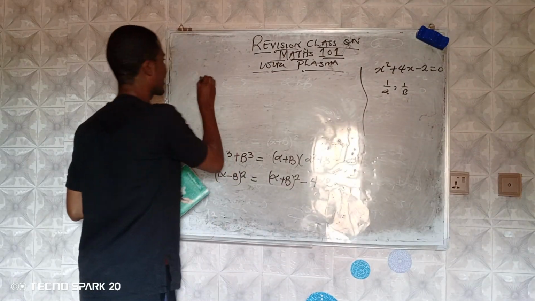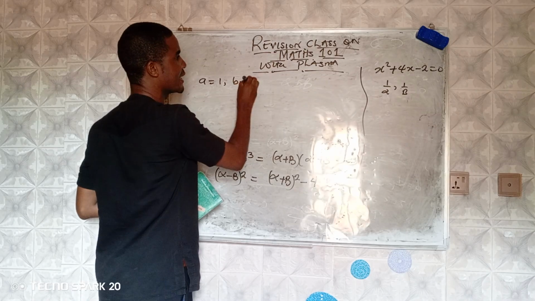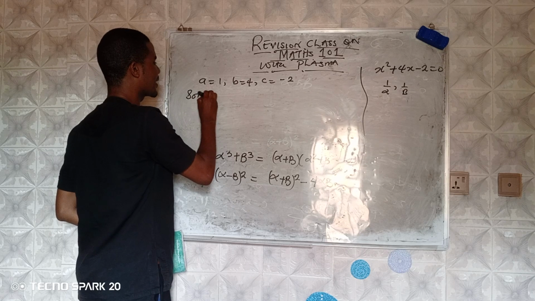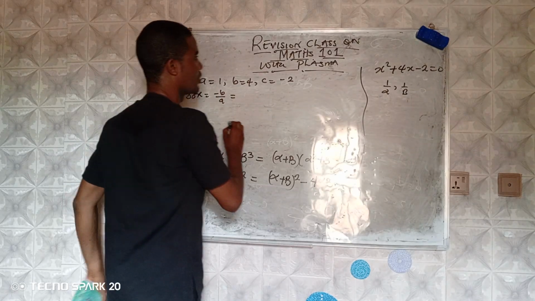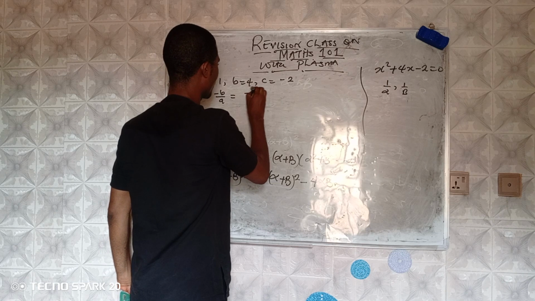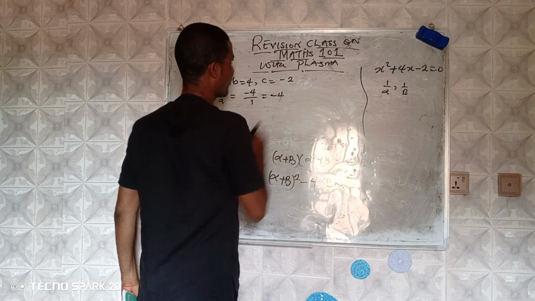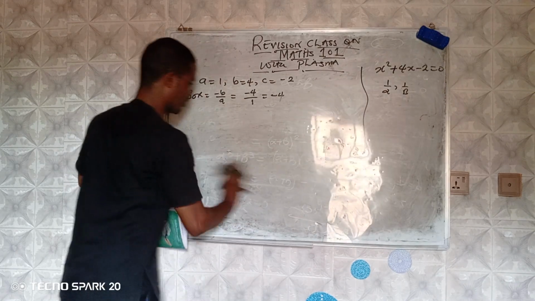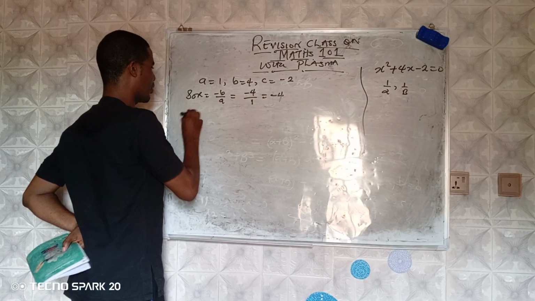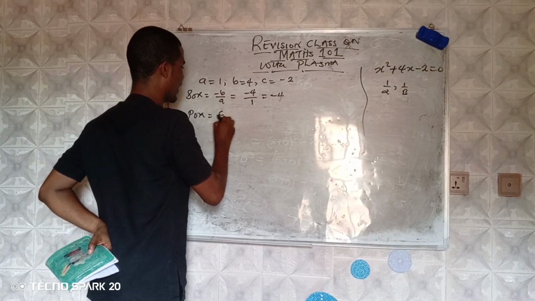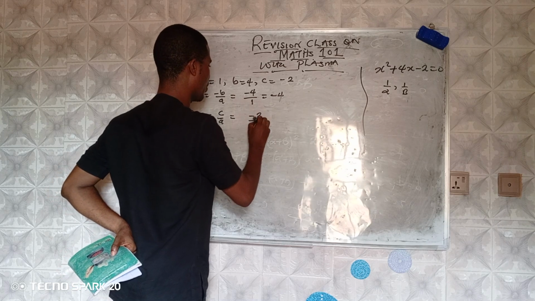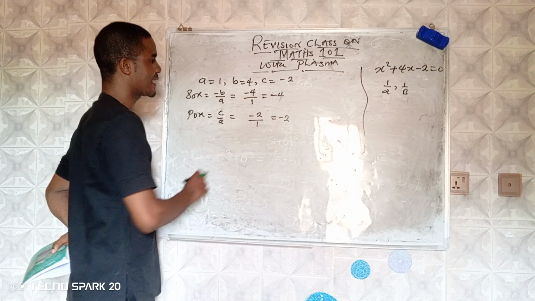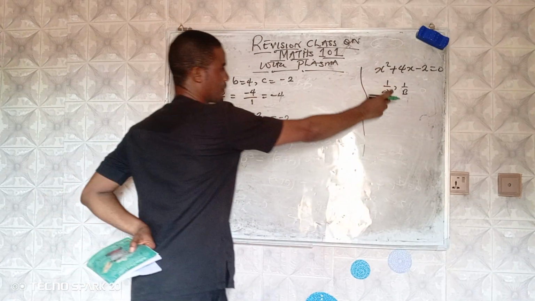First of all, there I will say a is 1, b is 4, and c is minus 2. So that SOR is minus b over a, which is minus 4 over 1, which will give me minus 4. Okay, that is my SOR. I need to find my POR. My POR is c over a, which is minus 2 over 1, which is going to give me minus 2.